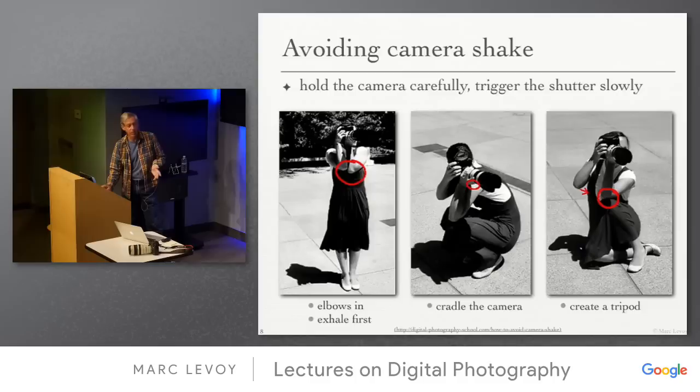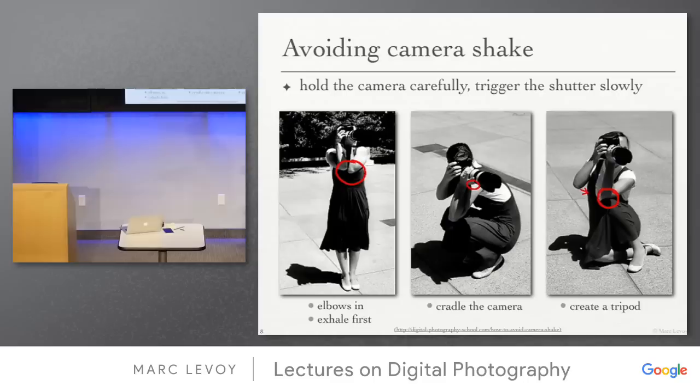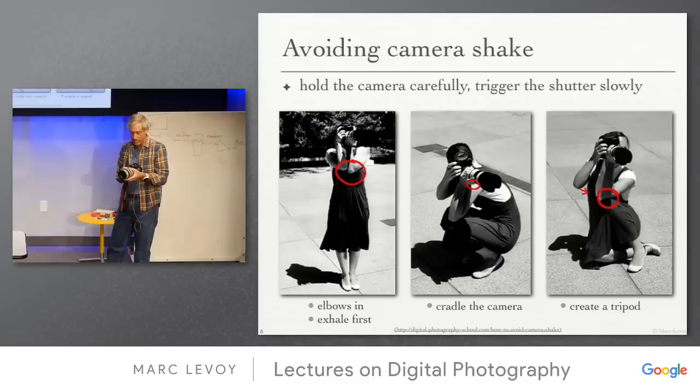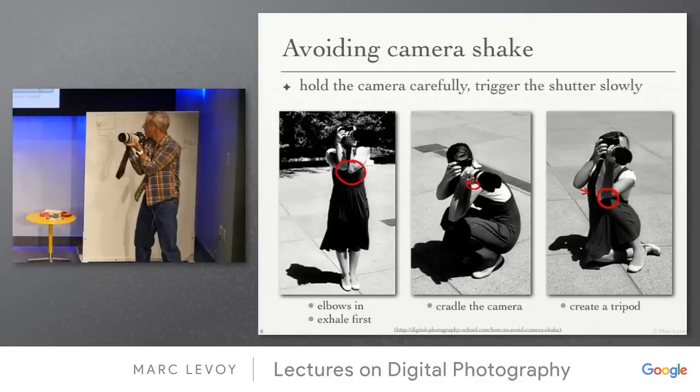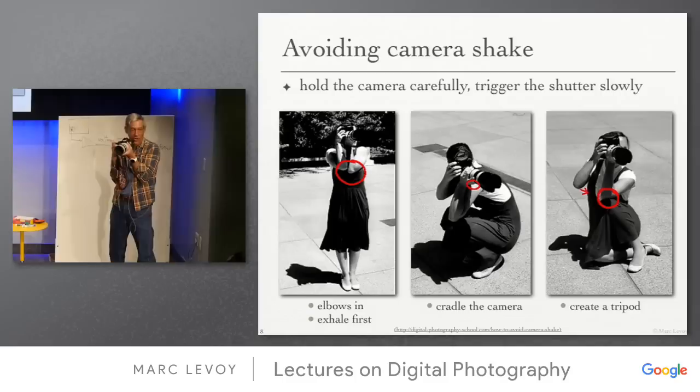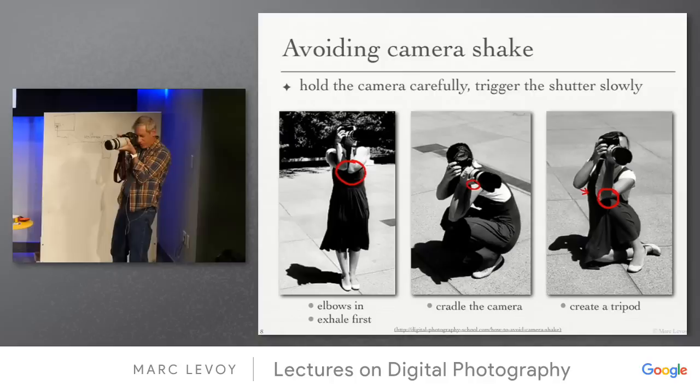And so there's this great website on that. This is the dust pump lens, and let me actually stiffen it up a bit so it doesn't keep sliding out. So what is she doing there? Elbows in, okay? Try and brace myself on my chest. Exhale first. I usually inhale, but they say that exhaling is better. You'll shake less before the shot.